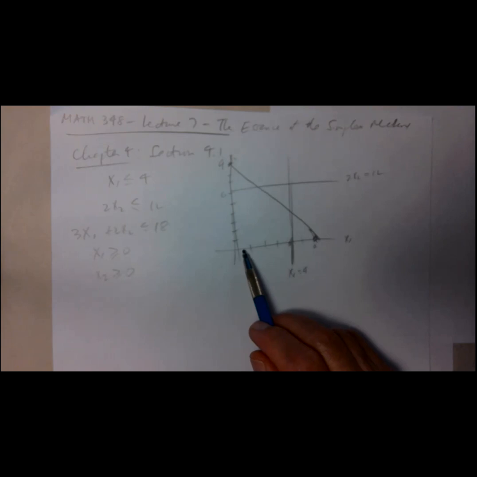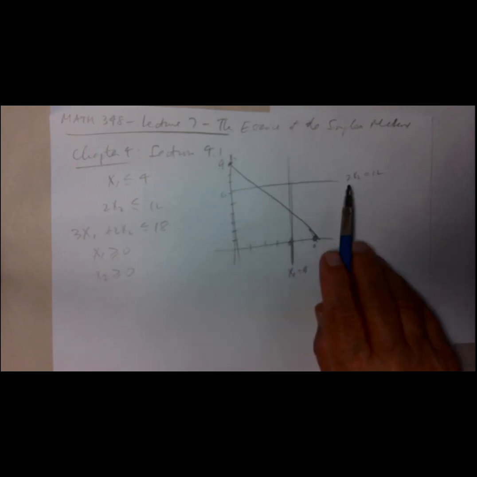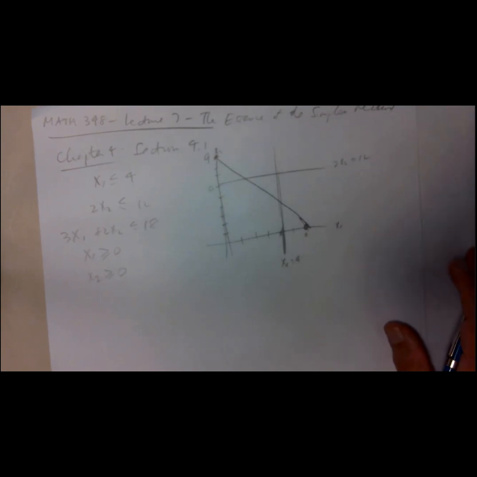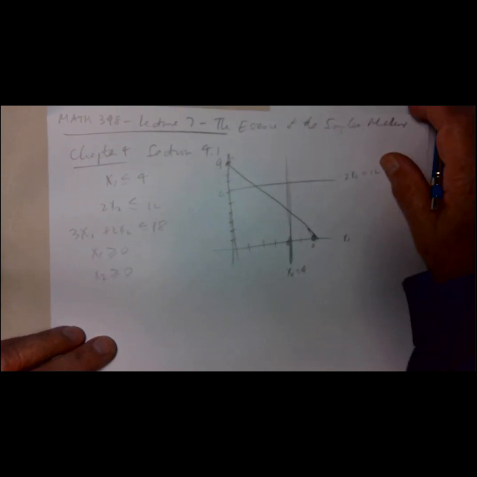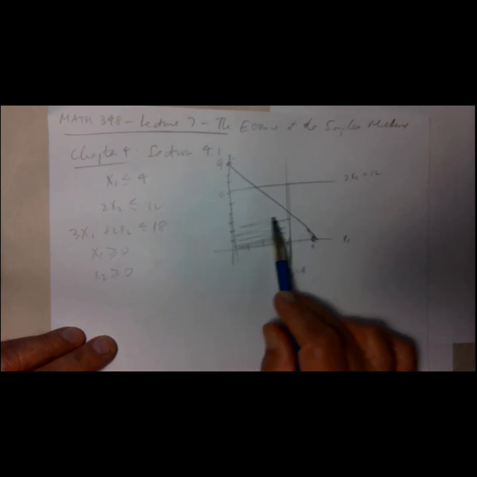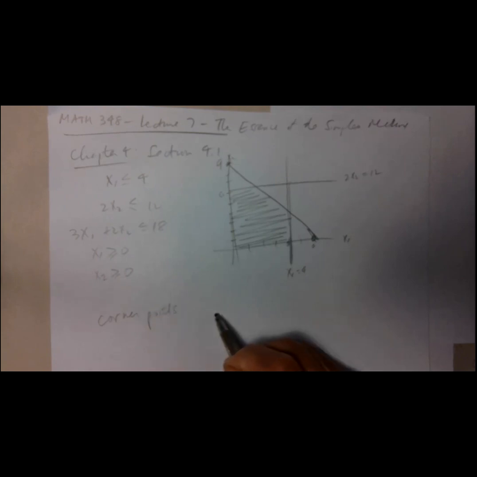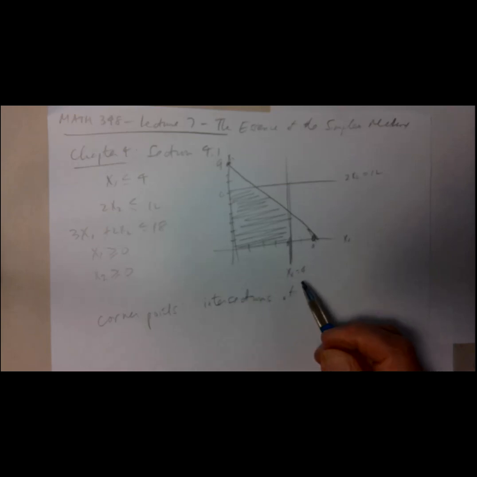x1 greater than or equal to 0, that just means you're in the right half plane. x2 greater than or equal to 0 means you're in the upper half plane. So this is the feasible region. And what are called the corner point solutions, or the corner points, are the intersections of two lines or two edges in this picture.